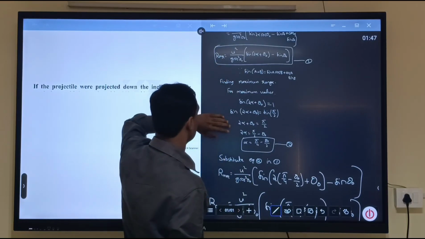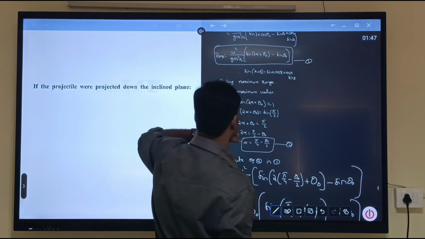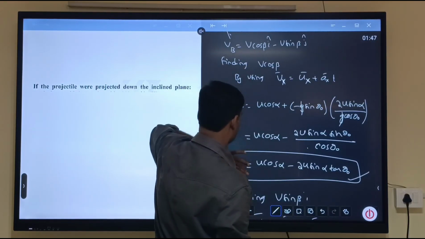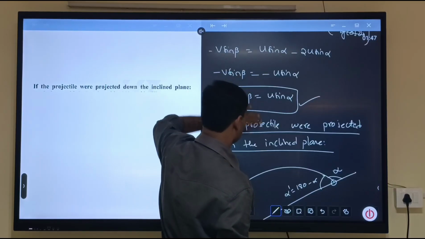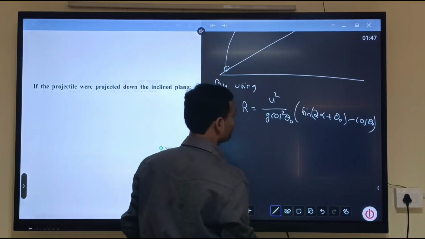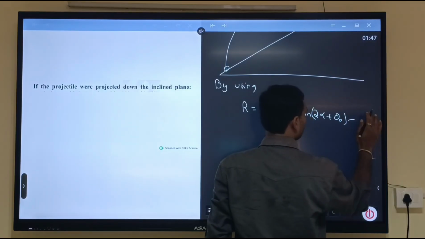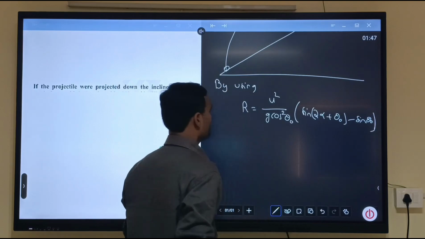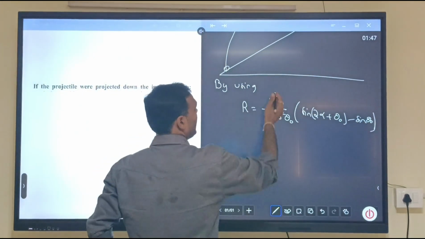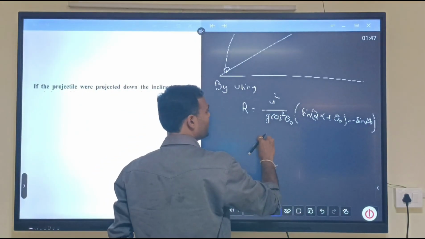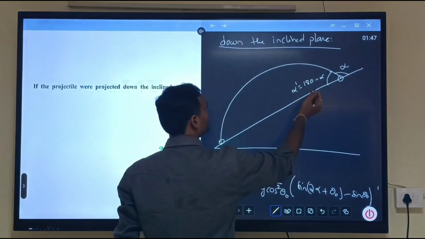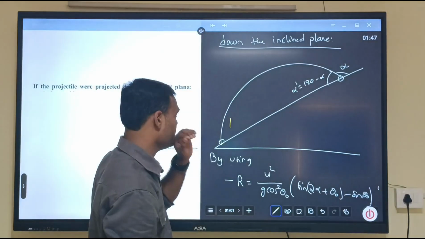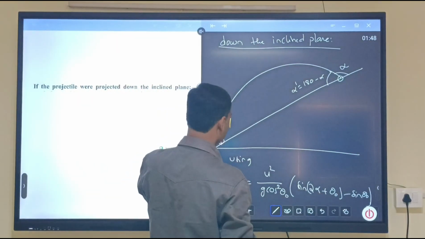Right. u square by g cos square theta naught sin 2 alpha plus theta naught minus sin theta naught. This is sin theta. Here we will get this point. Right. Now, see very carefully, as the projectile is moving in the downward direction, I have to keep it as negative.